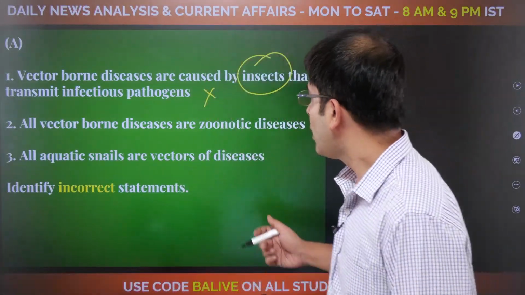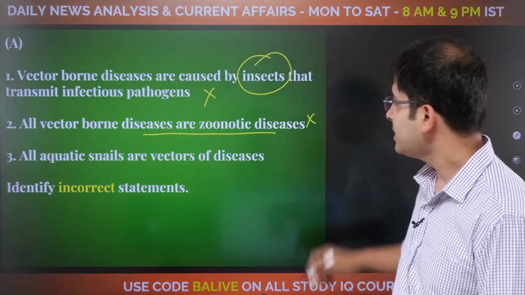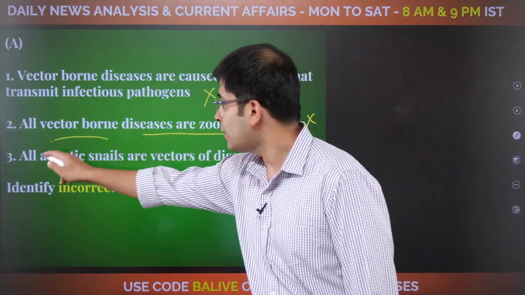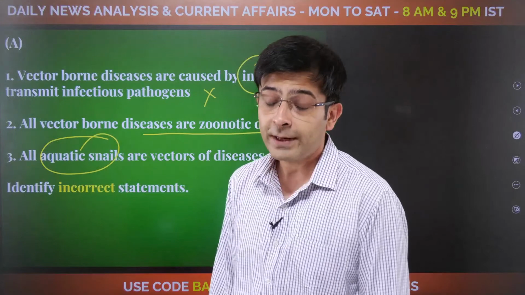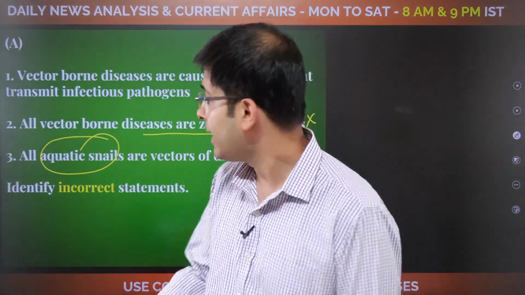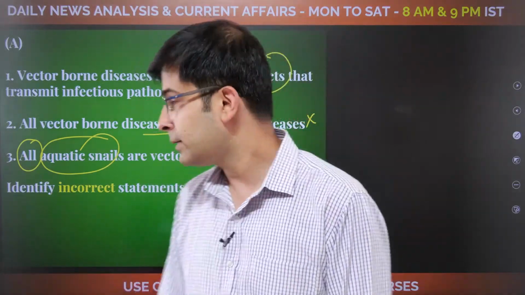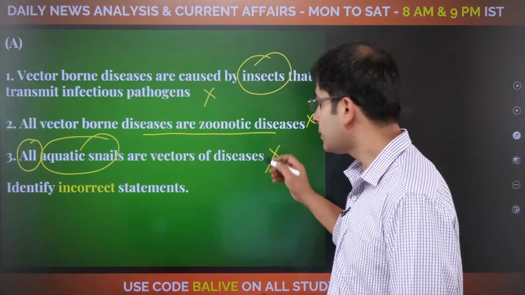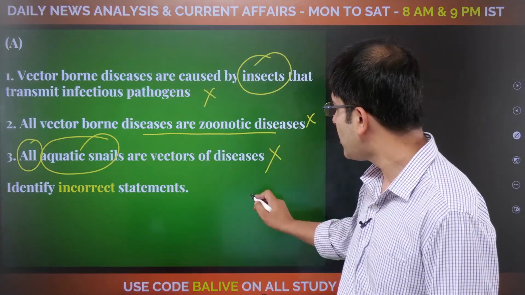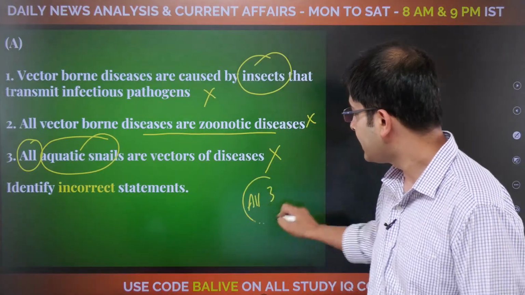So all vector-borne diseases are not zoonotic diseases. All aquatic snails are also not vectors, in fact. It's only the freshwater snails. And again, not all. Some freshwater snails are carriers of vectors of diseases. So this is also incorrect, which means all three are incorrect in this.